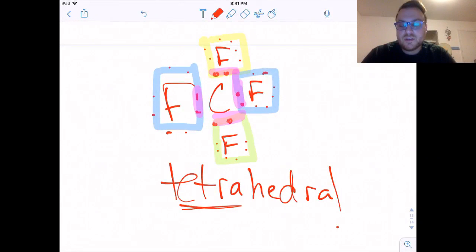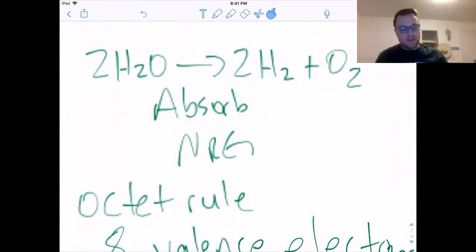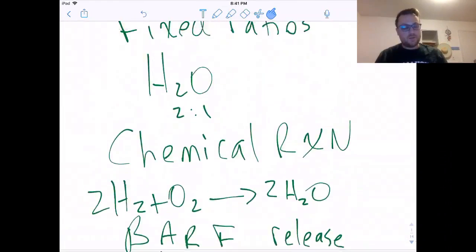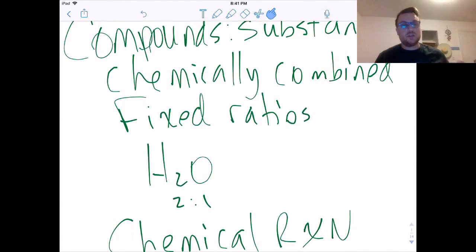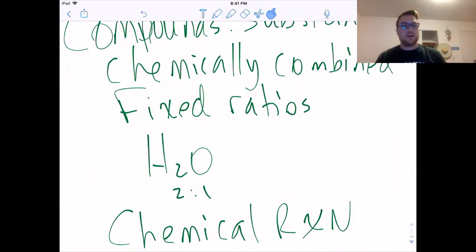Okay, let's do a quick summary. We did ionic compounds. First, chemical reactions form new things. They're forming compounds or breaking compounds, which are chemically combined in a fixed ratio. If you break a bond in a chemical reaction, you absorb energy. When you form a bond, like in this reaction, you release energy, aka exothermic. This one broke a bond that absorbed energy, aka endothermic.